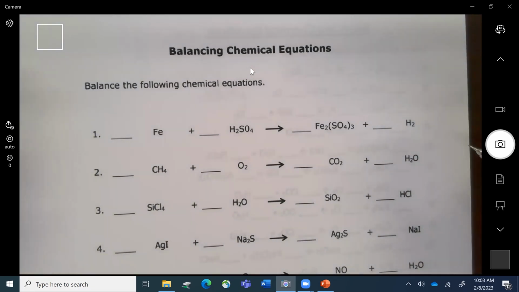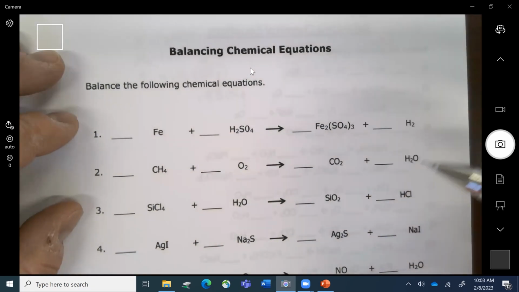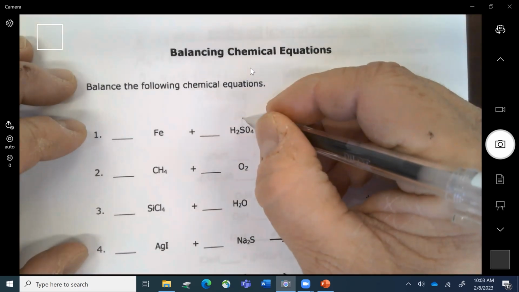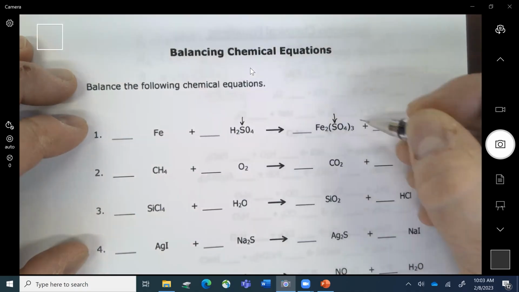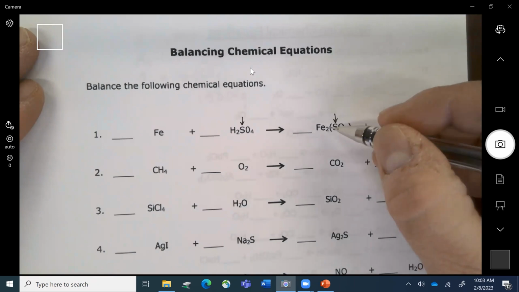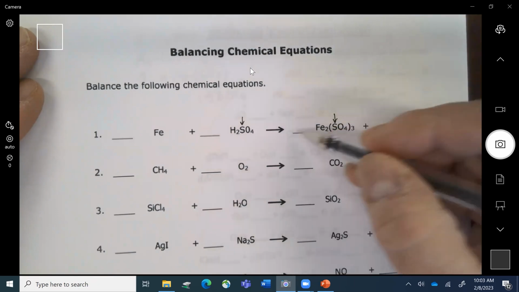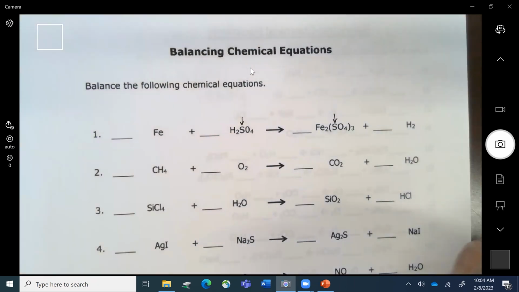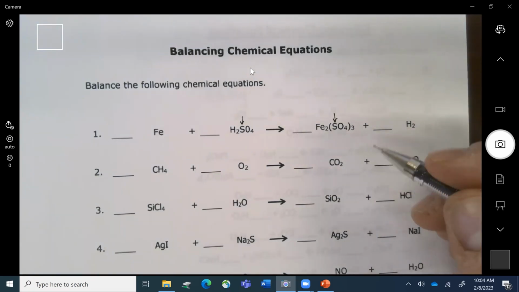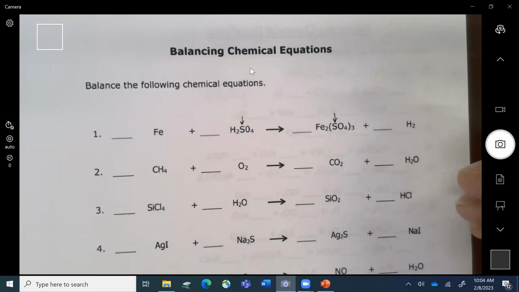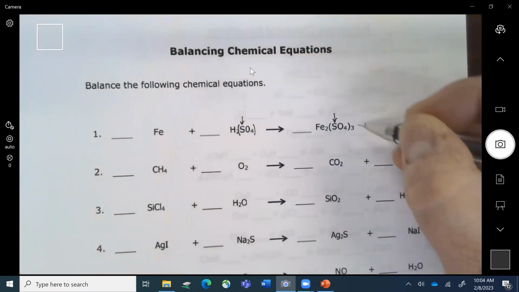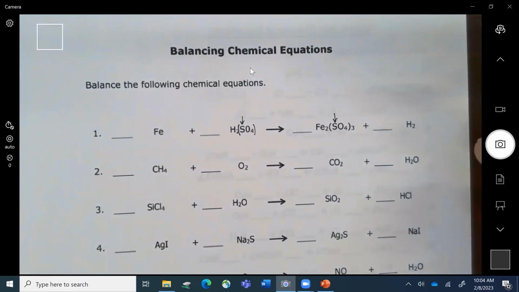Okay, so let's start with number 1 here, and I'm going to teach you how to do this. First off, what I like to do is identify polyatomic ions. Here we have the polyatomic ion sulfate, and you see that we have it on both sides. It's not split up, because sometimes the polyatomic ions get broken apart depending on the chemical reaction, but in this case they don't. So I recommend you treat these as an individual unit.